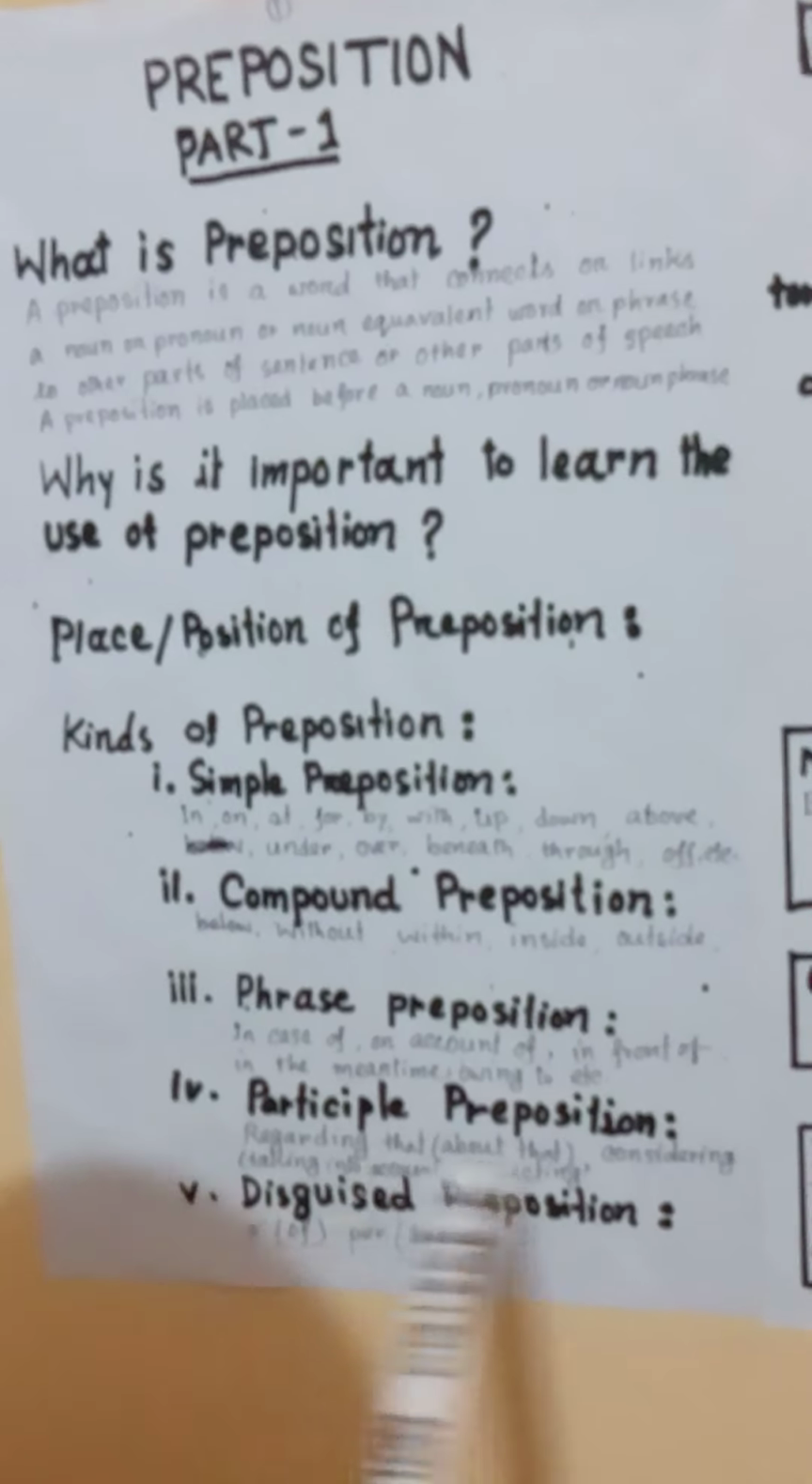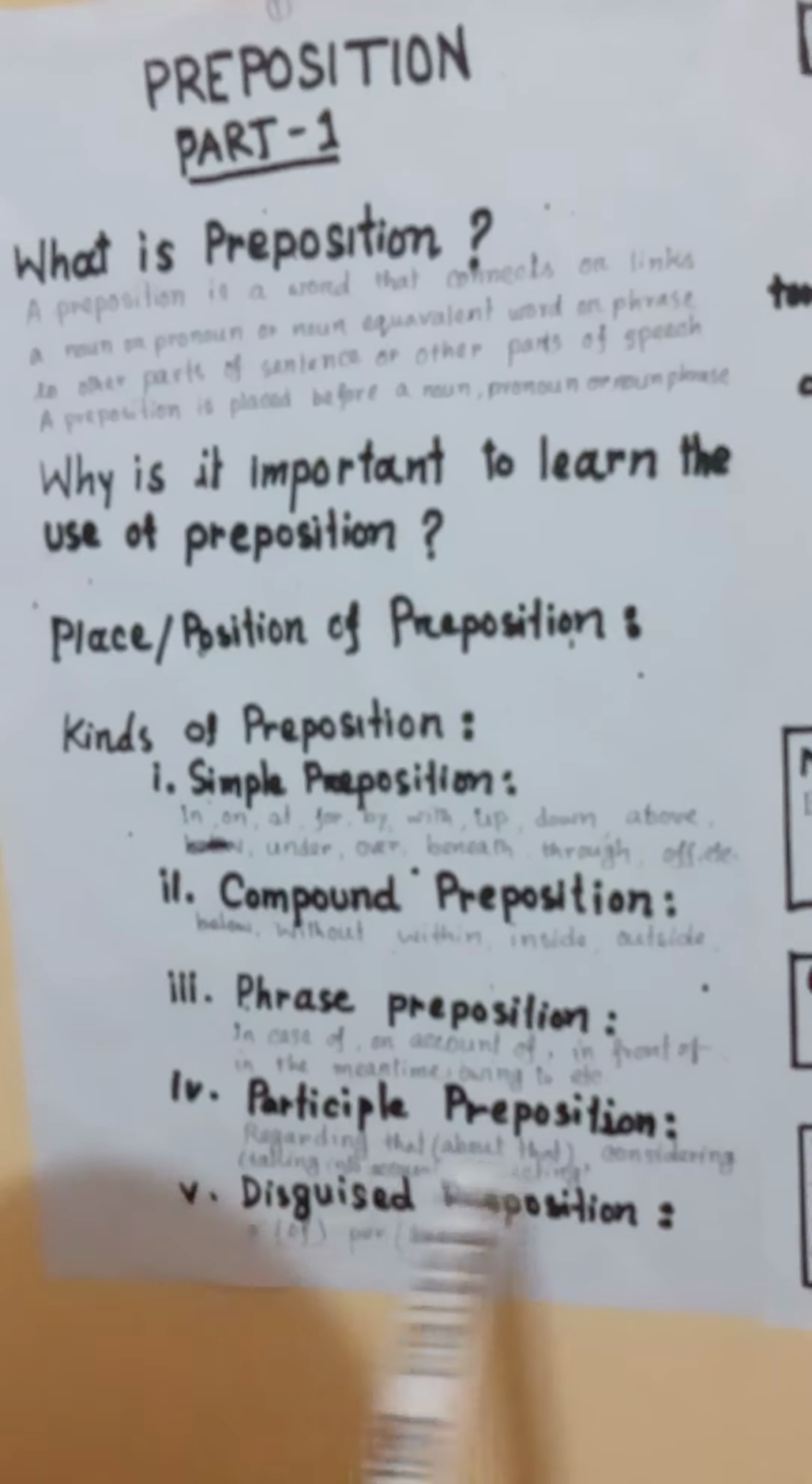Number 4, participle prepositions. What is a participle preposition? If you look at the formation of the preposition, we find that it looks like a participle. Regard plus ing, regarding, or consider plus ing, considering, respect plus ing, respecting. So these are like participles, but give the meaning of a preposition. These types of words are called participle prepositions. Regarding means about that. Considering means taking into consideration or taking into account. Respecting gives the same meaning.